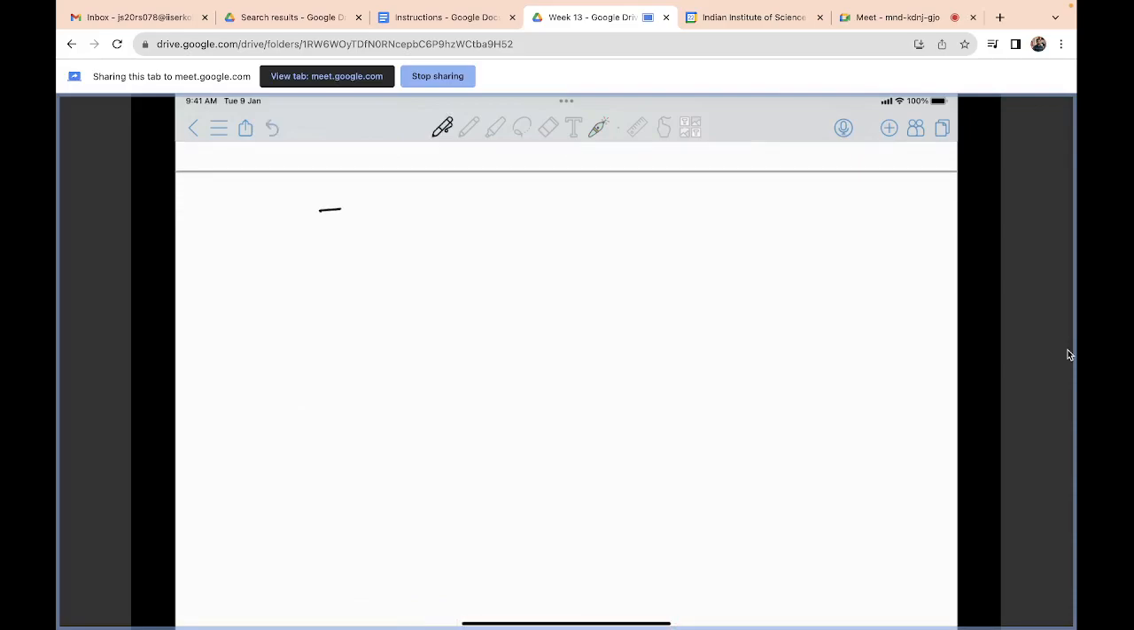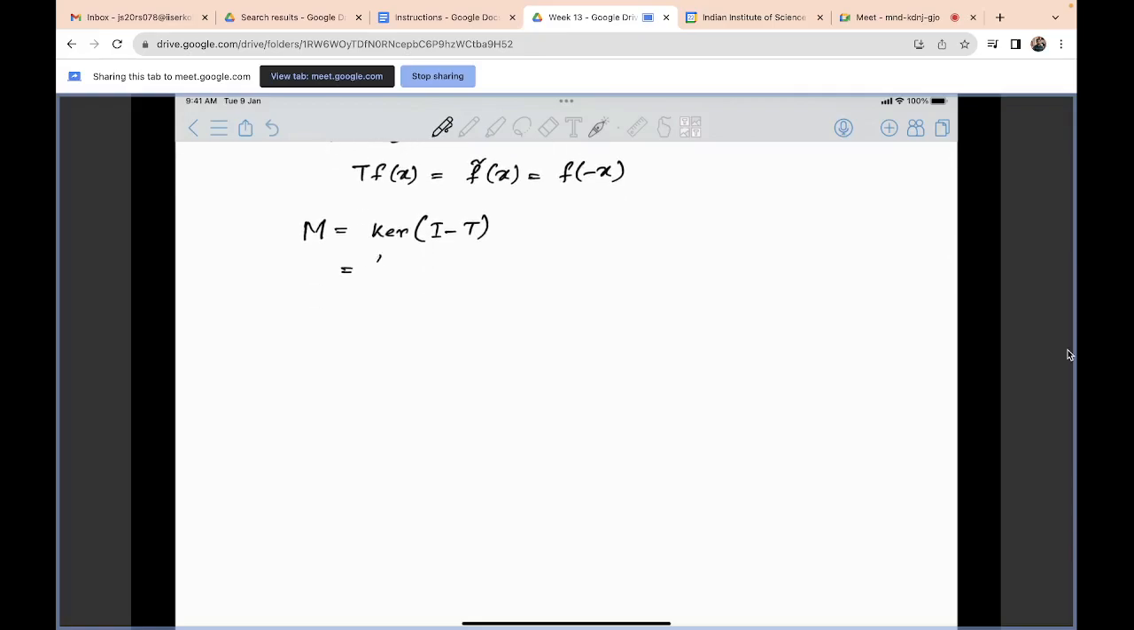So what is given: T is a map from L2 of minus 1 comma 1 to L2 of minus 1 comma 1. T of f, how is it defined at the point x? It is f tilde of x, meaning f evaluated at the point minus x. So this is T, and what is M? M is the kernel of the operator I minus T. This is how it is defined: all such f such that I minus T of f should be 0.